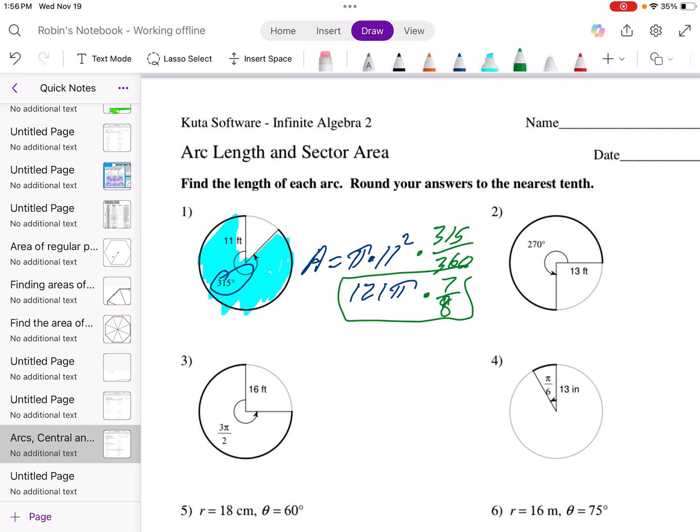The answer key that you're going to see online will have it in terms of just generic area rounded to the nearest tenth. That's also fine, but I want you to practice these skills. So I know 121 is 11 times 11. 7 is also prime. So I'm going to end up with something over 8. So 121 times 7 is going to be, let's see, 847 pi, I believe. Right?